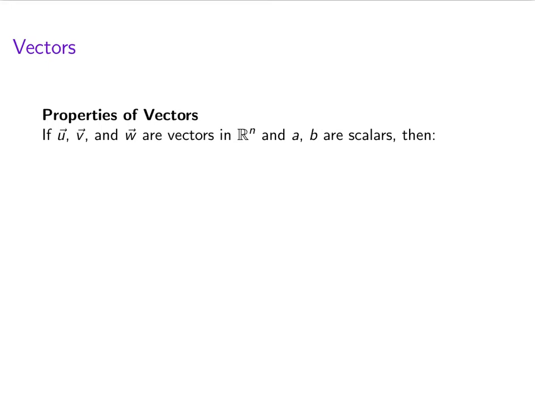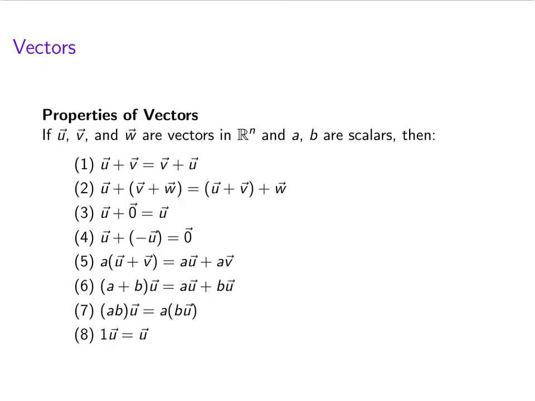Now, I'm just going to list them all. I wouldn't say that these are properties that you need to have memorized, just sort of get used to them. So without going through these in gory detail, the second property here, that's an associative law. It says that when you add vectors, it doesn't really matter which order you add them. Property 5, that's a distributive law. You can distribute scalars across a sum.